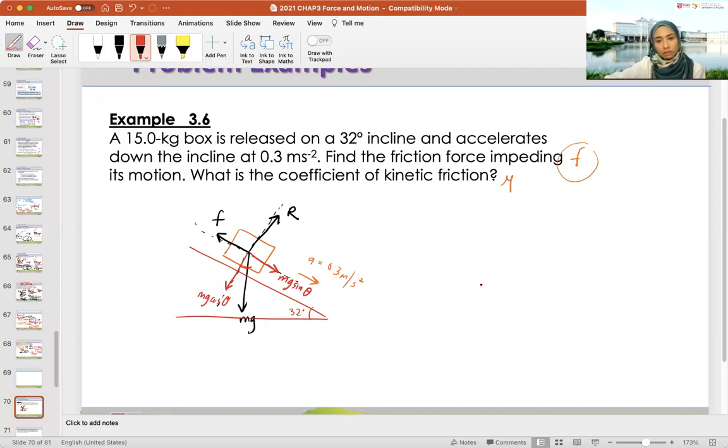Okay, what else? Do we have tension in our free body diagram? Do we have tension? No. Okay, so what else? Are we missing anything here? Cuba fikir, ada tak kita miss anything? Or is this complete? What do I do with my acceleration? Should I put it into my free body diagram?